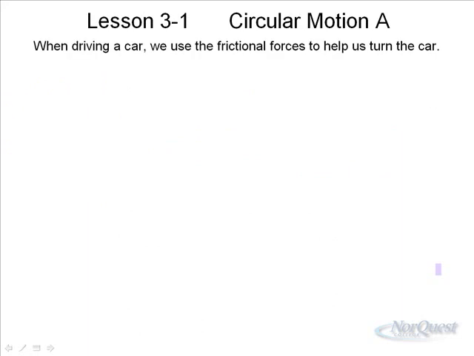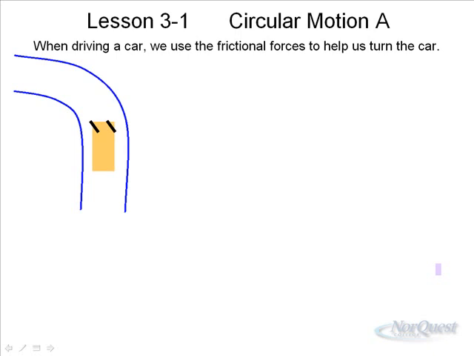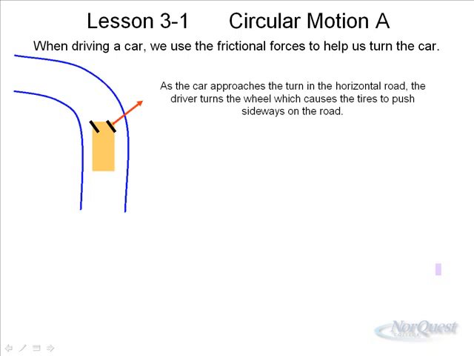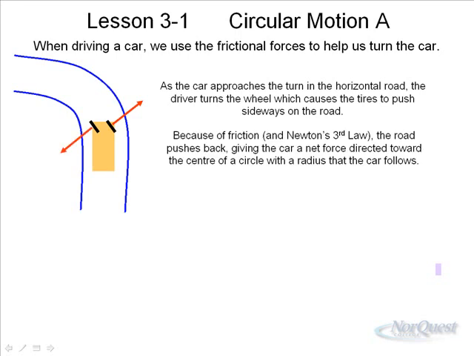So when you're driving a car, you can use frictional forces to help you turn the car. As the car approaches the turn in the horizontal road, the driver turns the wheel, which causes the tires to push sideways on the road. And because of friction and, of course, Newton's third law, the road pushes back, giving the car a net force directed towards the center of the circle with a radius that the car follows.